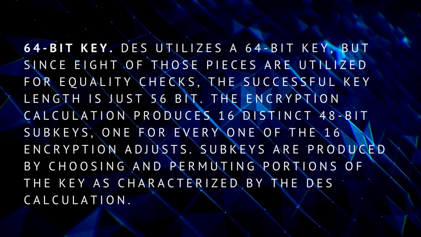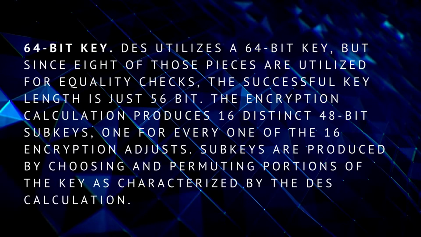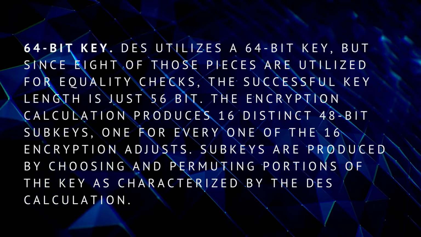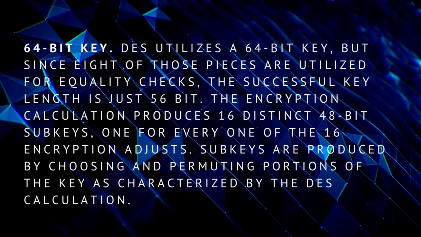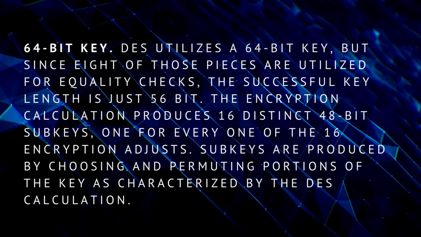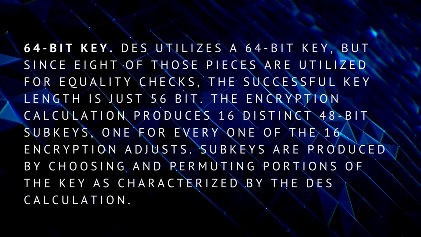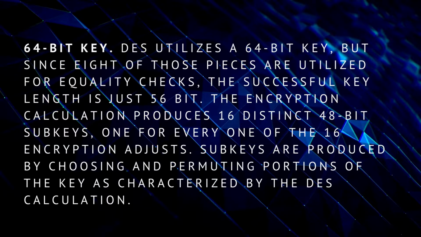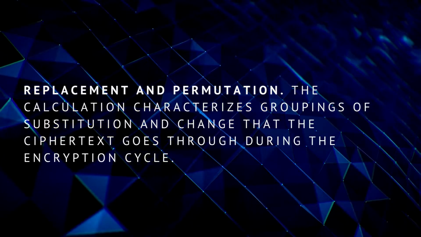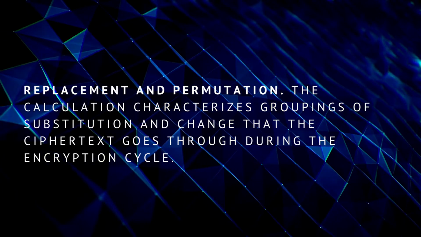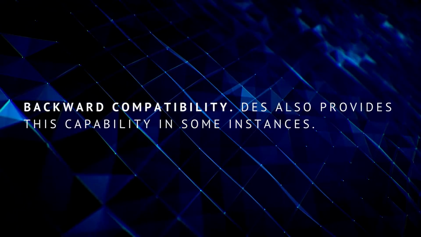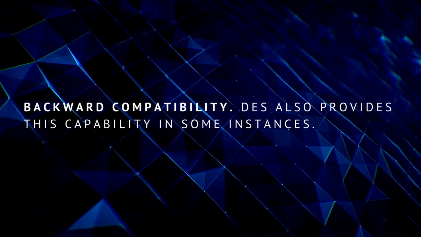64-bit key. DES utilizes a 64-bit key, but since 8 of those bits are utilized for parity checks, the effective key length is just 56-bit. The encryption algorithm produces 16 distinct 48-bit subkeys, one for each of the 16 encryption rounds. Subkeys are produced by selecting and permuting portions of the key as defined by the DES algorithm. Substitution and permutation. The algorithm defines sequences of substitution and permutation that the ciphertext goes through during the encryption cycle. Backward compatibility. Data Encryption Standard also provides this capability in some instances.